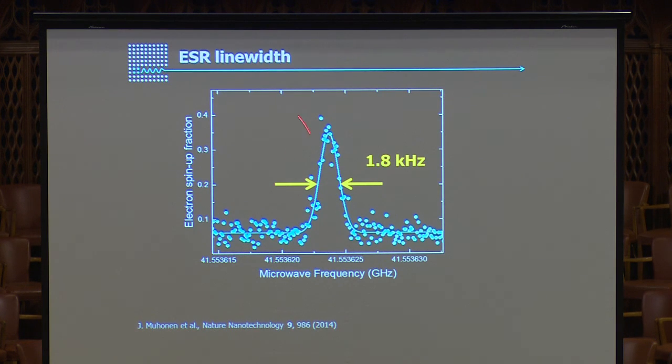The line width of this electron spin resonance transition is something over 1 kilohertz at 41 gigahertz. For anyone who has done magnetic resonance in their life, they'll understand that hitting a 1 kilohertz line at 40 gigahertz is really easy. It's great. It's really easy, really fun.